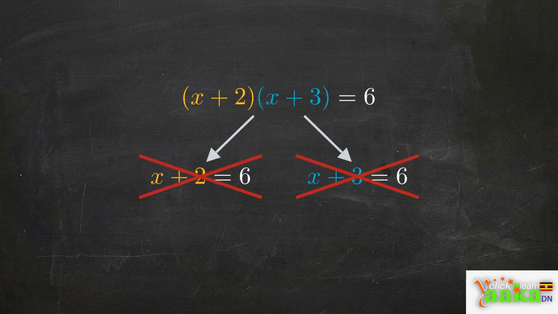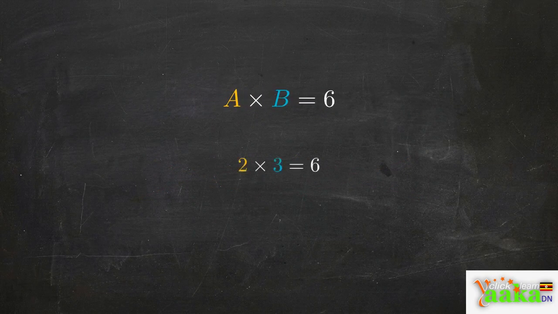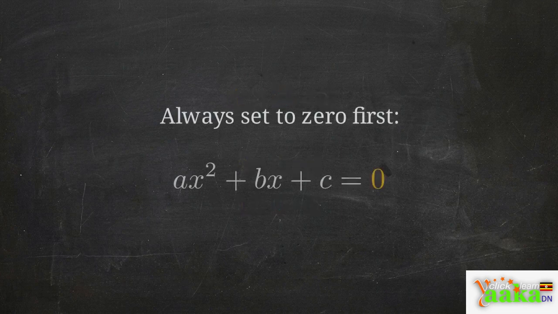Watch out for the zero trap. This property only works when the product is 0. If the equation equals 6, you cannot simply set the factors to 6. Two numbers multiplying to 6 could be 2 and 3, or 1 and 6. This shortcut breaks the math.